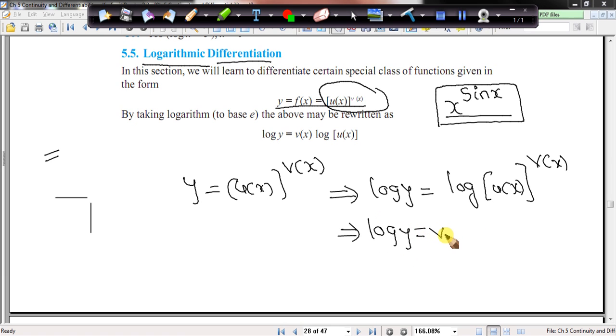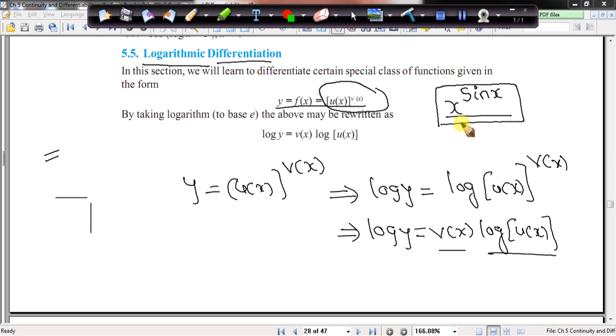v of x into log of u of x. So now it's like differentiating two functions. I can differentiate both sides with respect to x so that I can obtain the derivative.